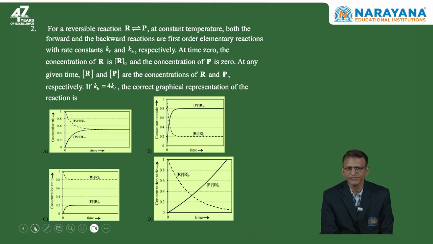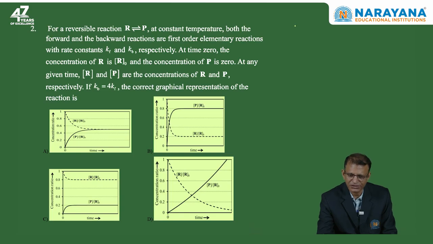4 times Kf. The correct graphical representation of this reaction is... So for many years, I think in the coaching industry 10-15 years, more than that, we are teaching this reversible reaction opposed by a first order reaction, and now in 2026 they have asked this question. So very routine question. So let us try to solve this.